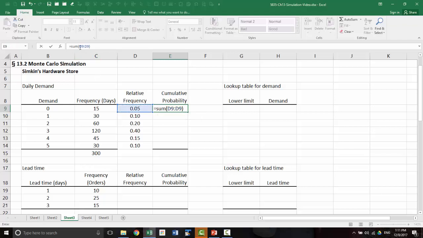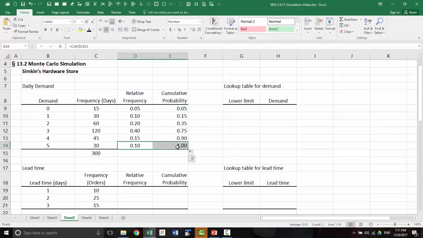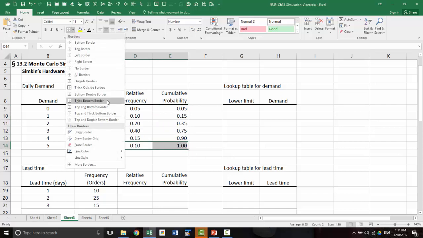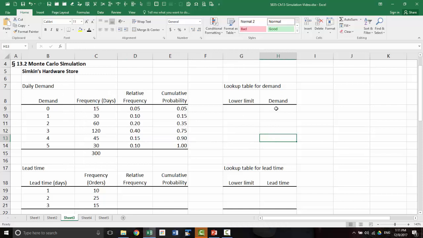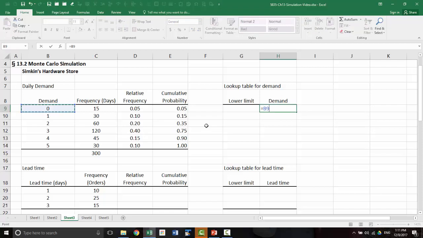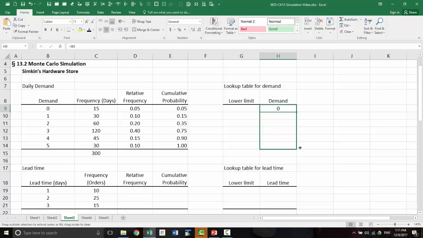itself, except that the first one, D9, should be made into absolute reference. Then when we copy, we get a cumulative probability distribution ending with 1. Okay, let's put the border back. So then the demand distribution is going to be the VLOOKUP table. So these are the demands, and the lower limit for the VLOOKUP table starts with 0, and it is the cumulative probability of the previous row.